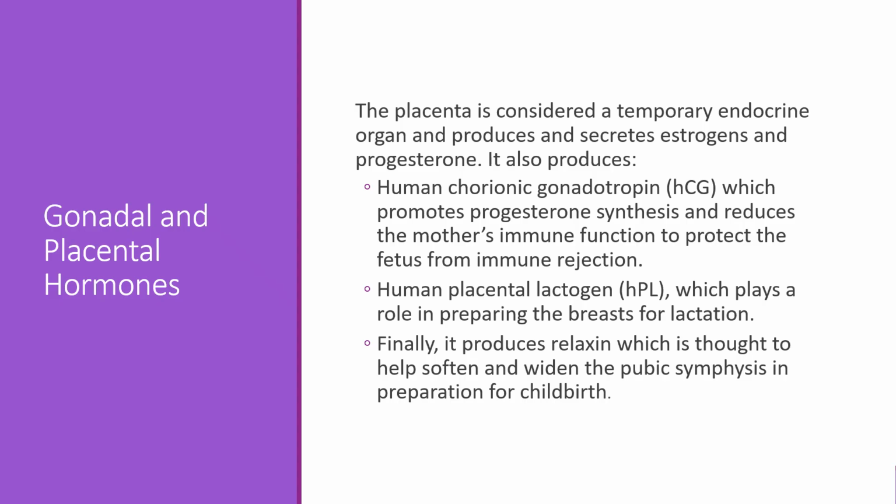Human placental lactogen, or HPL. Again, note the way that that is abbreviated. It plays a role in preparing the breasts for lactation. And finally, it produces relaxin, which is thought to help soften and widen the pubic symphysis in preparation for childbirth. So the pubic symphysis was the piece of fibrocartilage that was holding the two hip bones together in the front. And so that has to soften and stretch during childbirth.